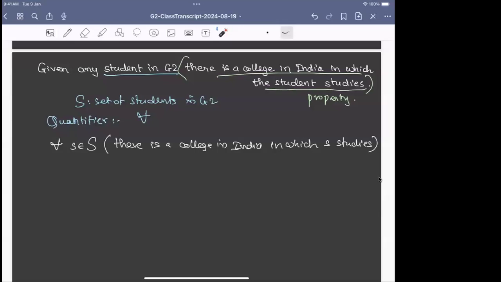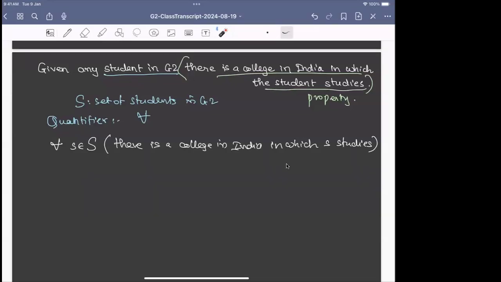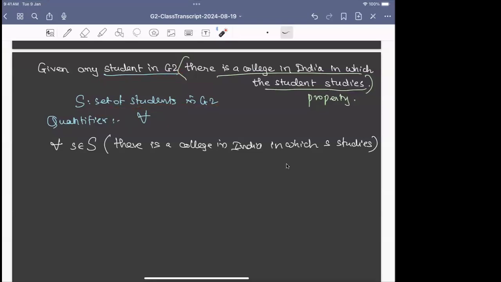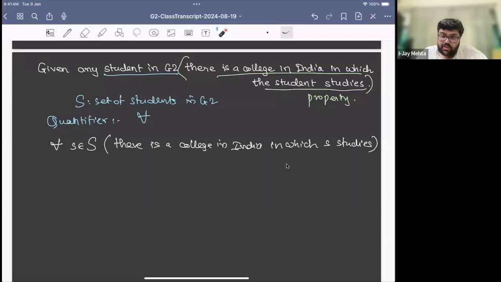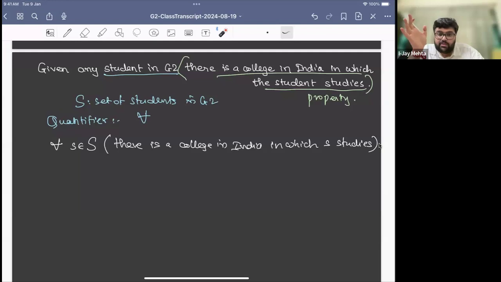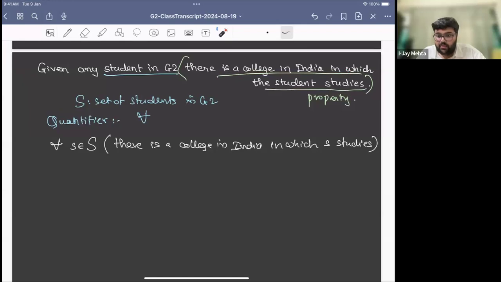Still a question, Maharshi? Yes, Maharshi. Can we reframe the sentence like this, that there exists a college in India such that every student of G2 studies? No, I'm talking about every student in G2. So my set is students of G2. If you change the set to the college set, wouldn't it change the statement? You are speaking about college. I am speaking about students. I'm speaking about all students and some property which is satisfied. That's it. Right? Okay.